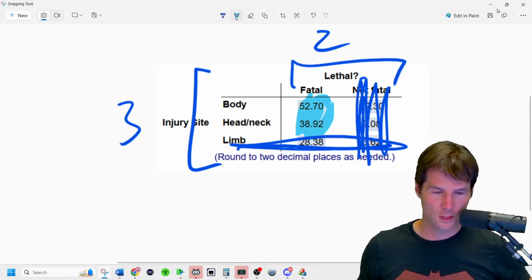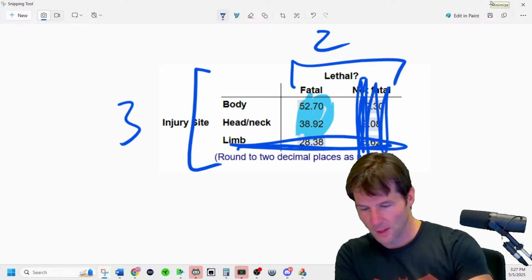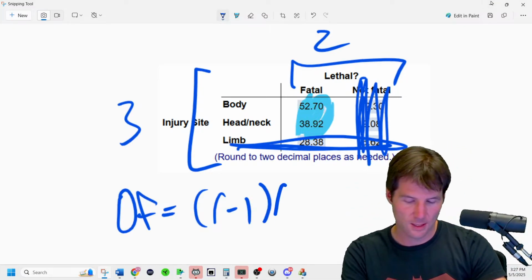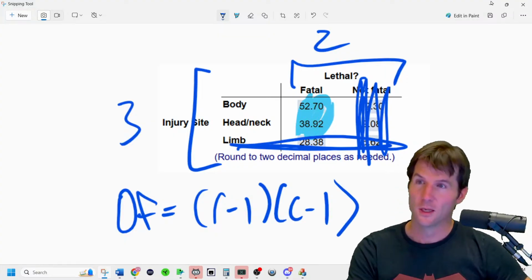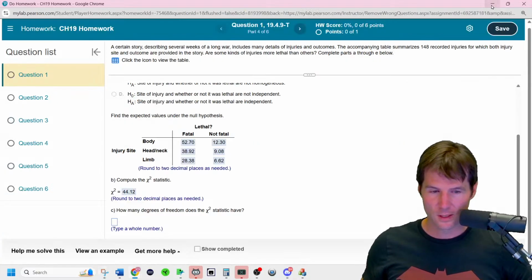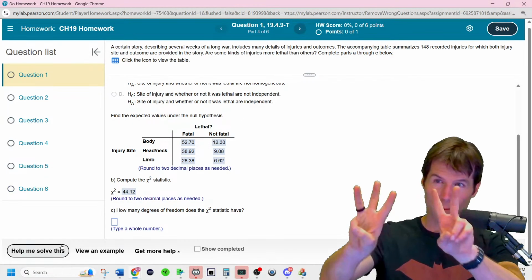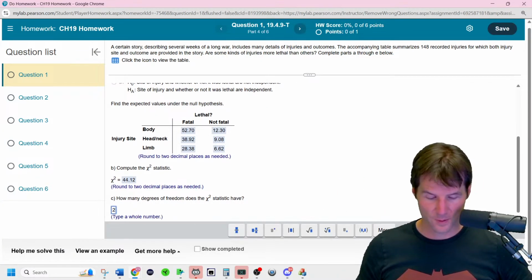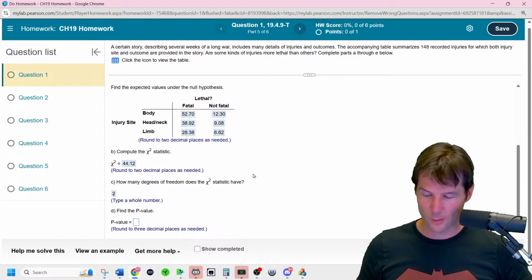And so it is rows minus, I'll write the formula. Degrees of freedom for the chi-square is equal to rows minus 1 times columns minus 1. Rows minus 1 times columns minus 1, 3 by 2. So you go 3 by 2, 2 times 1. And so there's 2 degrees of freedom. There we go. I didn't see the p-value, but it should be close to 0.